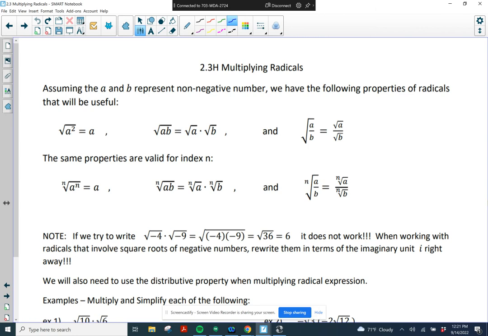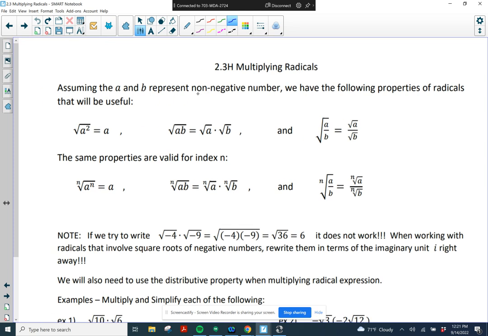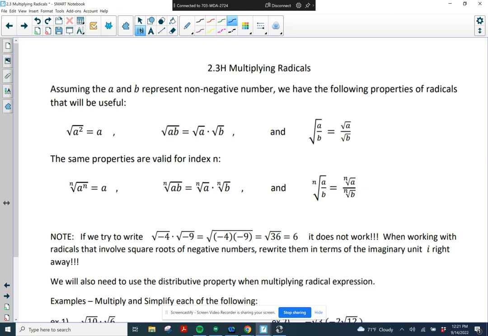Okay, welcome to multiplying radicals. So let's go ahead and dive right in. We have some properties of radicals that we need to take a look at. Assuming that A and B represent non-negative numbers, which means they're just not negative, right? Non-negative numbers, we have the following properties of radicals that are going to be useful.